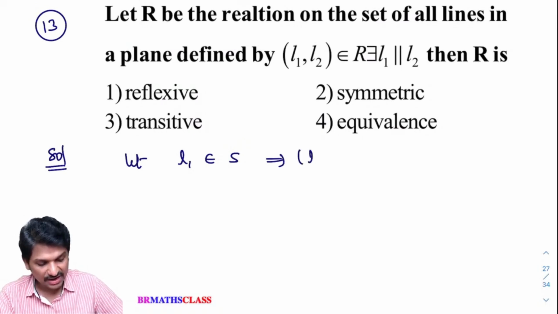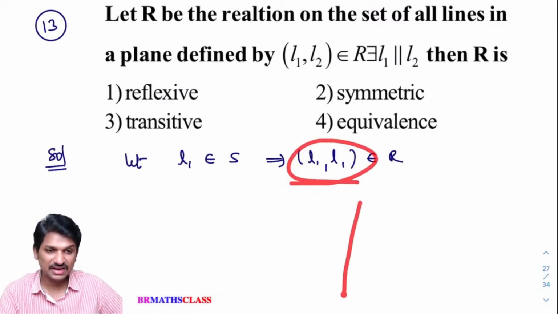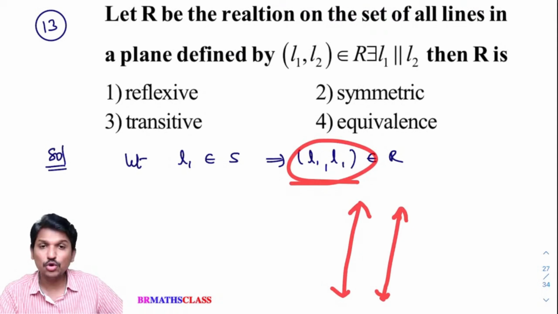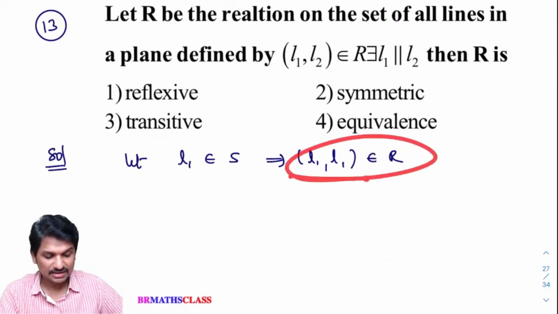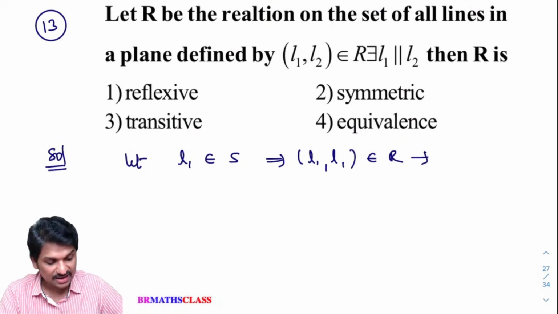Now is every line parallel to itself? (L1, L1) belongs to the relation. Every line is parallel to itself. We can say there is a line which is parallel to itself. That means it coincides, right? So this is correct. I can say like this, (L1, L2) belongs to R. From this what can I say? I can say that this relation is a reflexive relation.